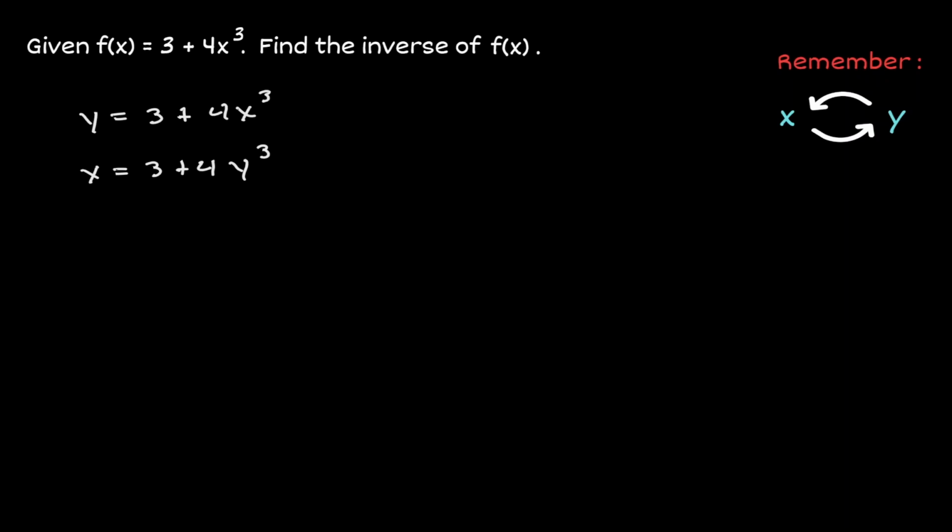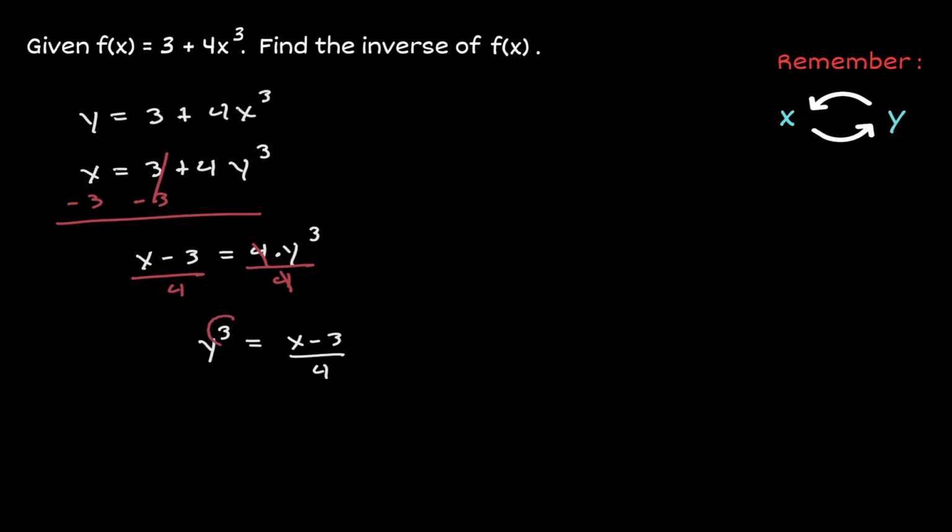Let's start by subtracting 3 from both sides. Notice that this 4 is in front of the variable. It is multiplied. To cancel it out, we do the opposite, which is division. And now to get rid of the exponent of 3, we do the opposite. The opposite of an exponent is the root. The exponent is 3, so we will take the third root of both sides. Now the root will cancel out with the exponent. And now we have defined our inverse function.